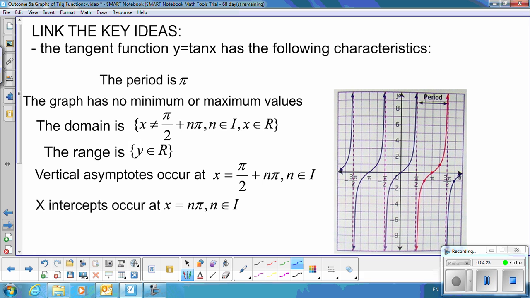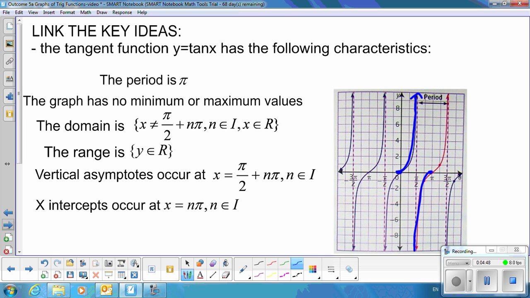So here's a graph of the tangent function. It has the following characteristics. Its period is pi. So from this point, and then it starts back up and gets back to 0, there's a period there of pi. The graph has no maximum or minimum values because each section of that extends infinitely up or down.